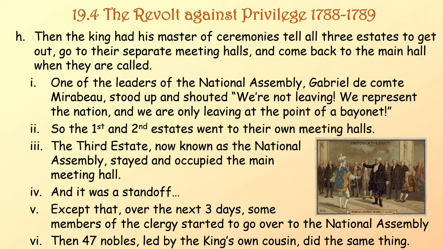By the way, Mirabeau had a history all of his own. He was actually born a high noble. He considered his nobility worthless to him, and he was at the Estates General as a representative of the Third Estate. So the First and the Second Estates went to their own meeting halls, and the Third Estate, now known as the National Assembly, stayed and occupied the main meeting hall, and it was a standoff. Except that over the next 3 days, some members of the clergy started kind of going over to the National Assembly, and then 47 nobles, led by the king's own cousin, did the same thing from their assembly.